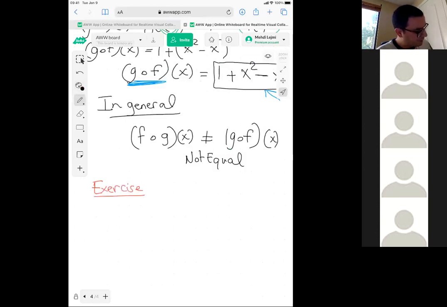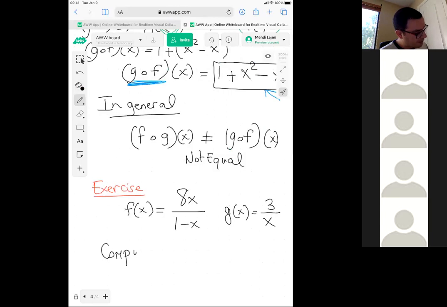So let's say f of x, and again, guys, you have to simplify your answer, okay? So let's say f of x is 8x over 1 minus x, and g of x is 3 over x, right? So please compute f composed with g and g composed with f.